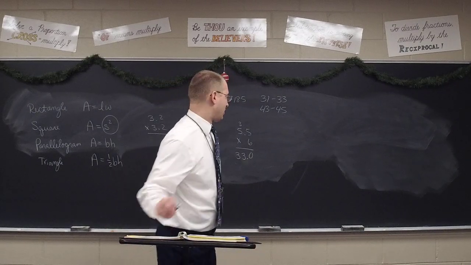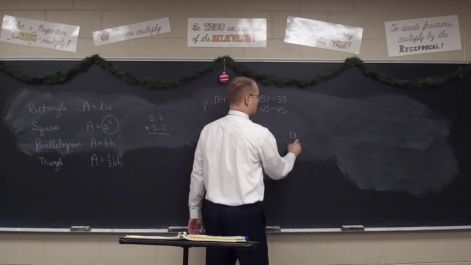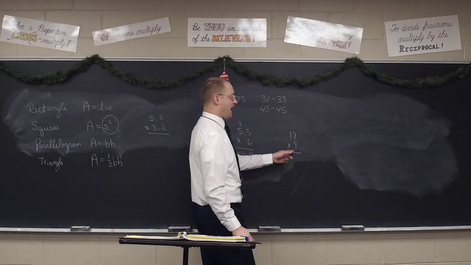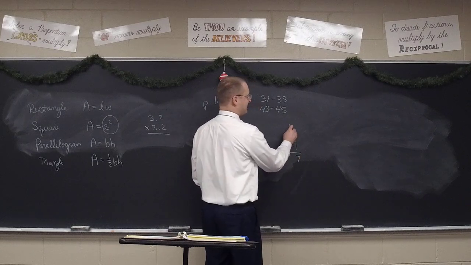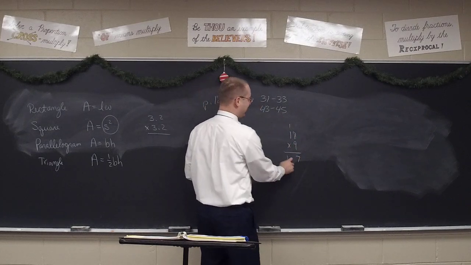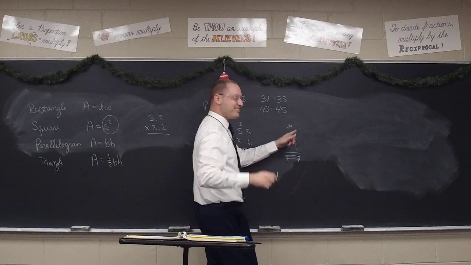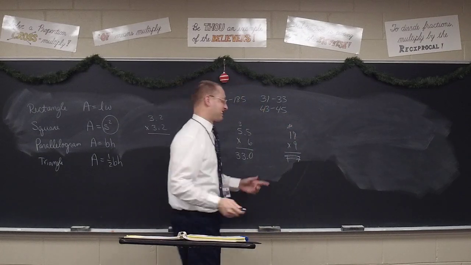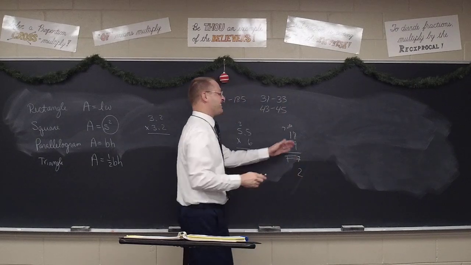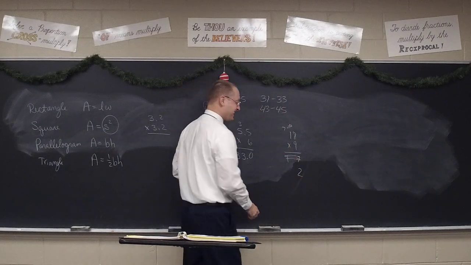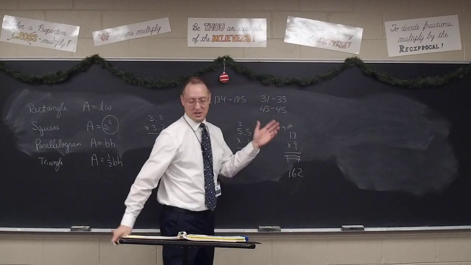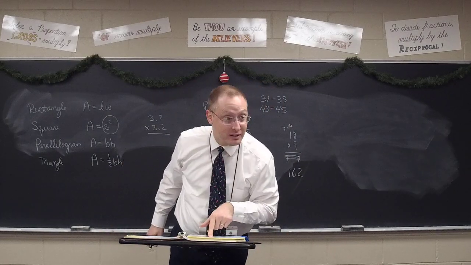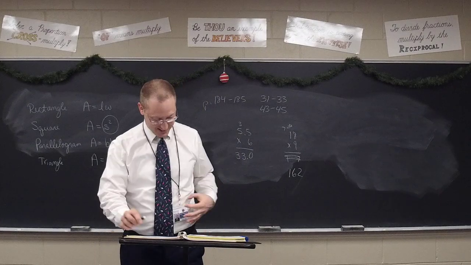Oh, you fell into a trap, Michael. You did something I haven't seen in a while. It tells me you're tired. You said 9 times 8 is 17, carried the 1. 9 times 1 plus 1 is 11. You should have said 9 times 8 is 72. And then we'll carry the 7. 9 times 1 plus the 7 gives us 16. 162 inches squared should have been our answer there.